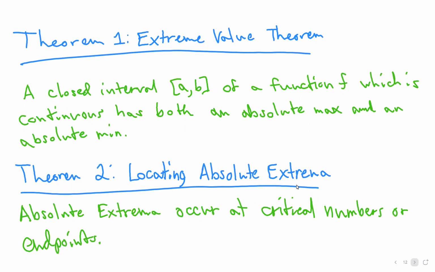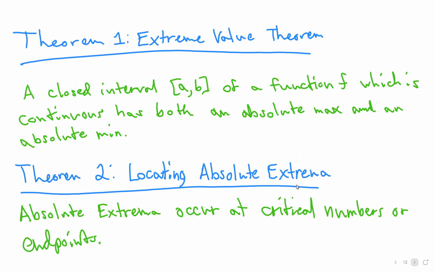We can take a look at the extreme value theorem, which says that on a closed interval [a, b] of a function f which is continuous, it'll have both an absolute max and an absolute minimum. So this means that for any closed interval that you pick on a continuous function f, you're not able to pick specifically what the maximum is, but you're able to find that there is an absolute max and there is an absolute min.